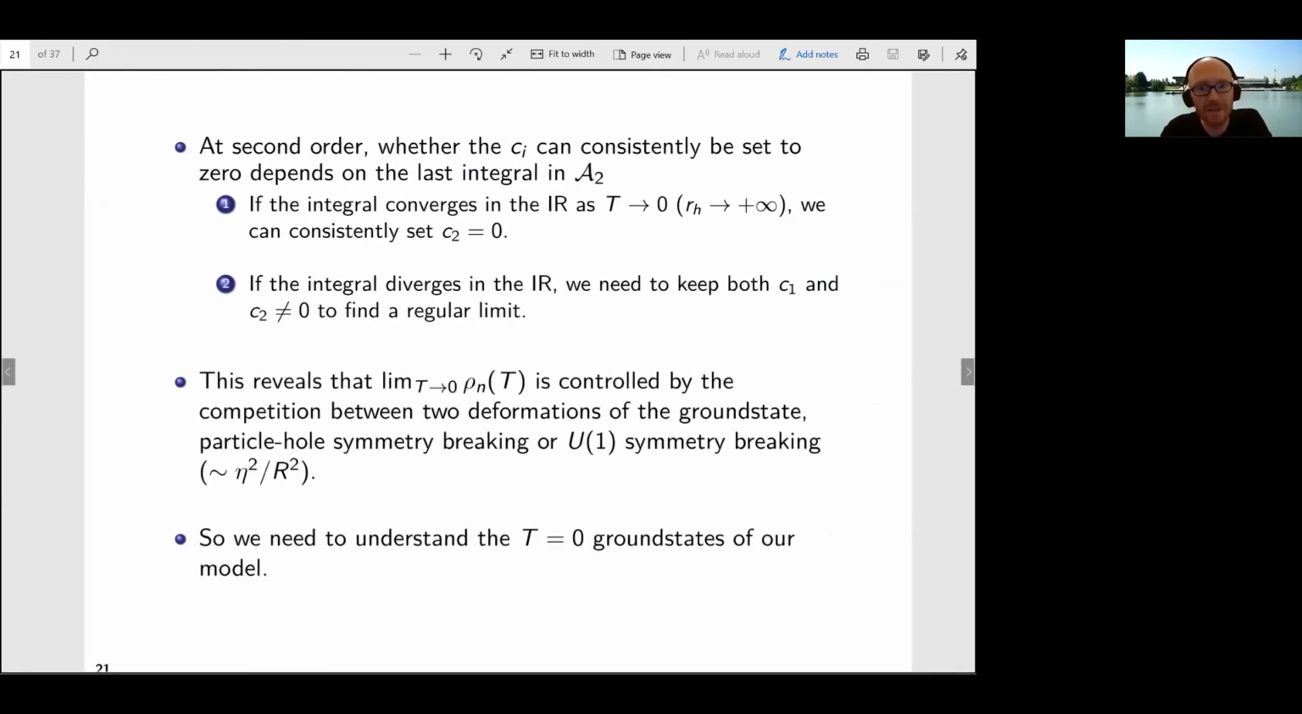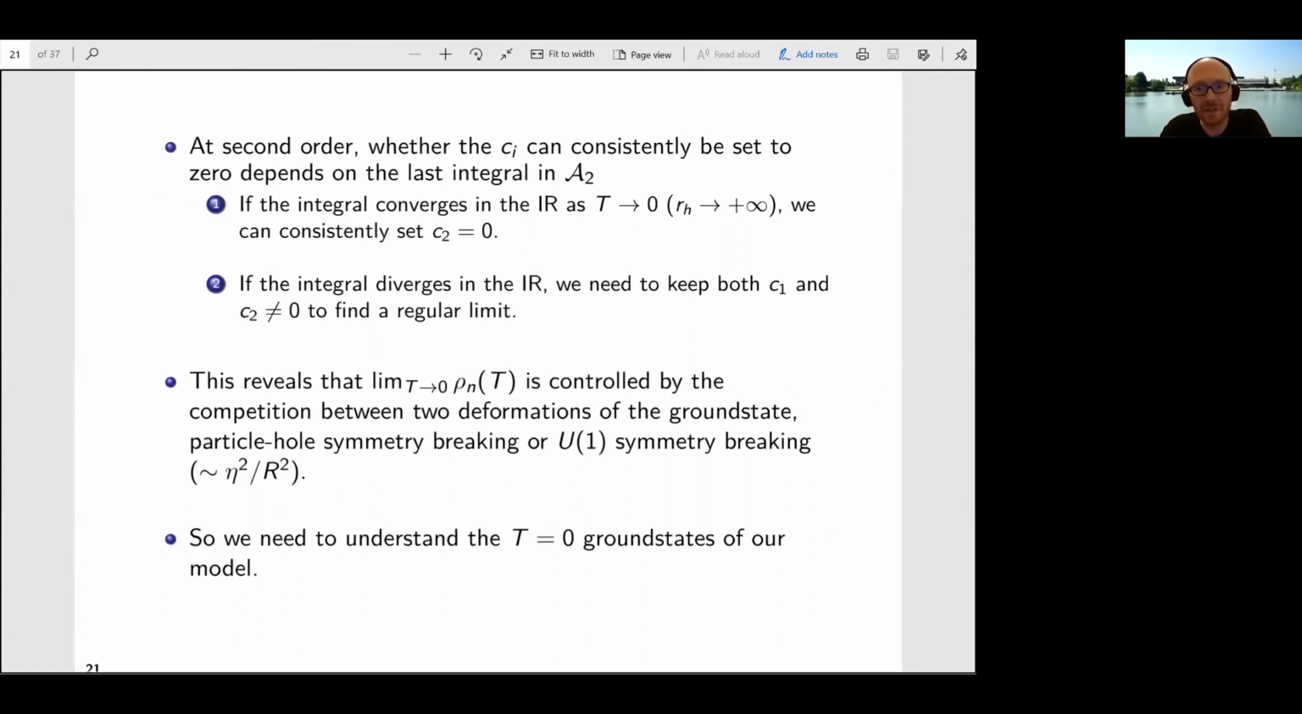On the other hand, if the integral diverges in the IR, then you need to keep both C1 and C2 in order to find a regular limit, and you need to fix them in a very precise way. So what this reveals is that the zero temperature limit of rho n, the normal density, is controlled by the competition between two deformations of the ground state: the deformation that breaks particle-hole symmetry and the deformation that breaks the U(1) symmetry. Roughly speaking, it's controlled by a term with this ratio, eta squared over r squared, where eta is the condensate, the modulus of the charged scalar, and r is the electric flux in the bulk.